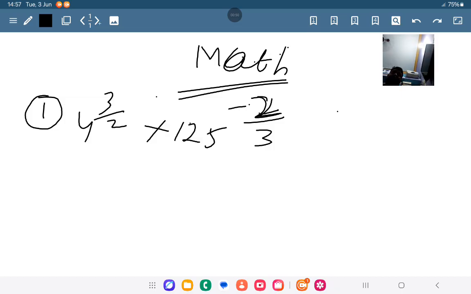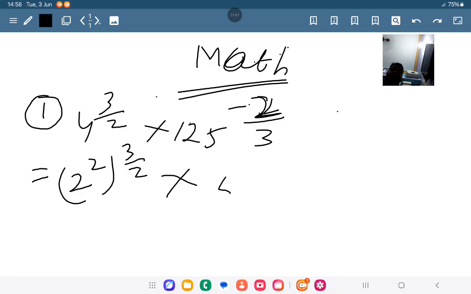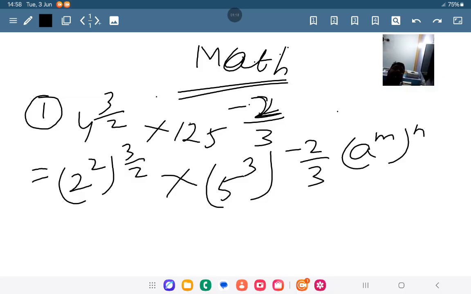So what is the approach? Let us break this number 4 as 2 to the power 2, then whole power 3 by 2. Again, here 125 is 5 to the power 3 and whole power minus 2 by 3. Now it is in the form of a to the power m whole power n, that is equal to a to the power mn. Clear?